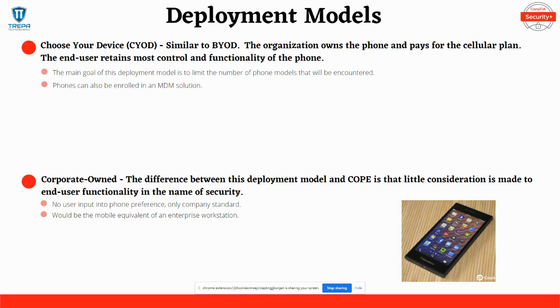And then we have a choose your own device deployment. In a choose your own device deployment, the organization owns a phone, but the employee chooses what phone they want to use from a preset list. So the company will say, hey, we got an Android, an iPhone, we have Samsung, LG. Which do you want to use, right? And then in a fully corporate owned deployment, the end user will have no say in the functionality or type of phone they will be using. Essentially, it's similar to COPE, except there is no personal use. You are using this phone for email, for accessing files, and that is it.